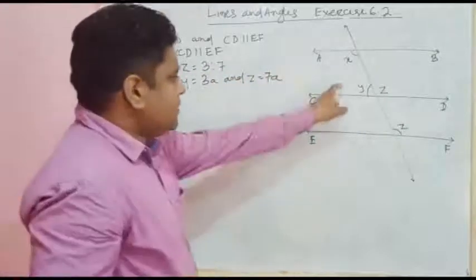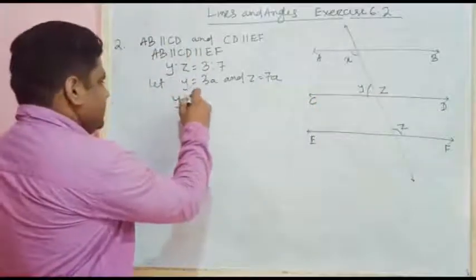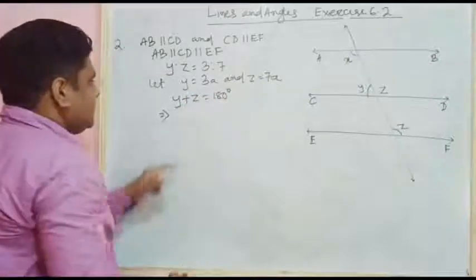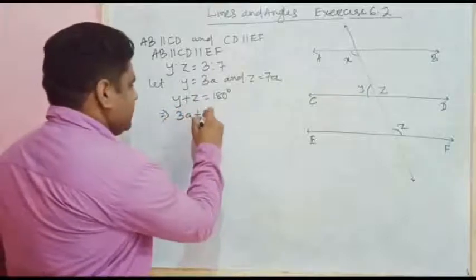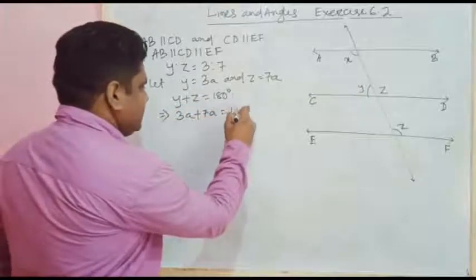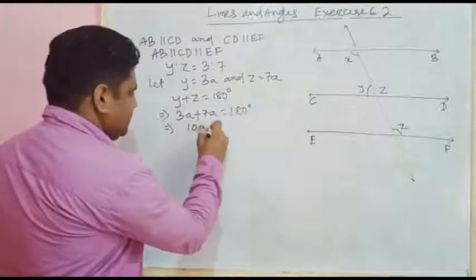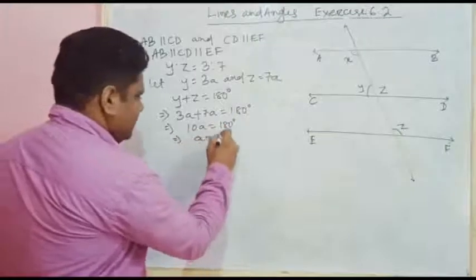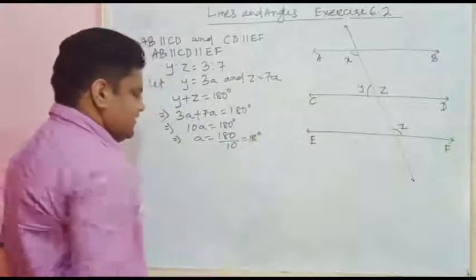And from here we know that y plus z is 180 degrees. In place of y we write 3a, and in place of z we write 7a, equal to 180 degrees. So this implies that 10a is 180 degrees, so a equals 180 by 10, which is 18 degrees.